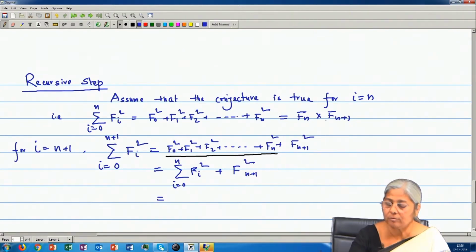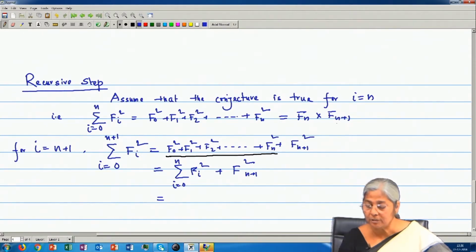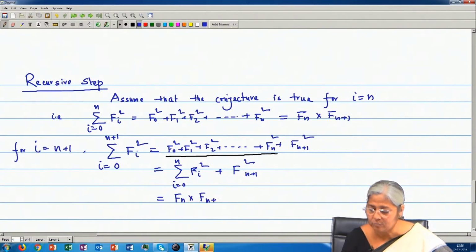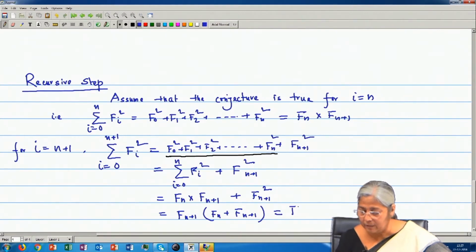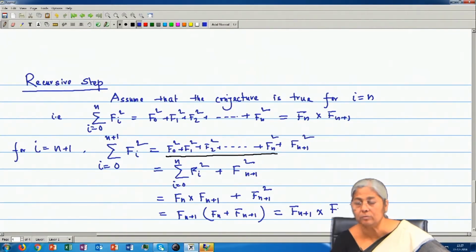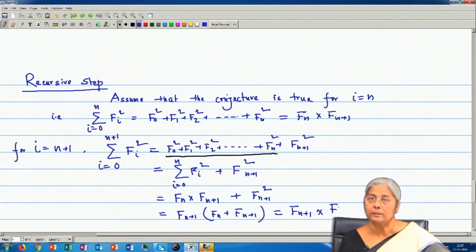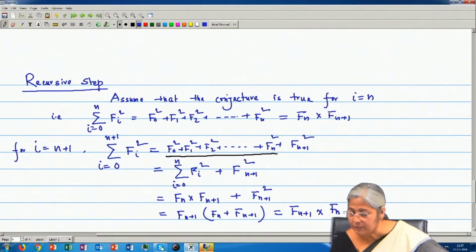Now, according to the principle of mathematical induction, the conjecture is true for i equal to n. So, I can write this as f n into f n plus 1, and the next term is f n plus 1 whole square. Now, if I take f n plus 1 common, then this becomes f n plus f n plus 1, and according to the definition of the Fibonacci sequence, this becomes f n plus 2.